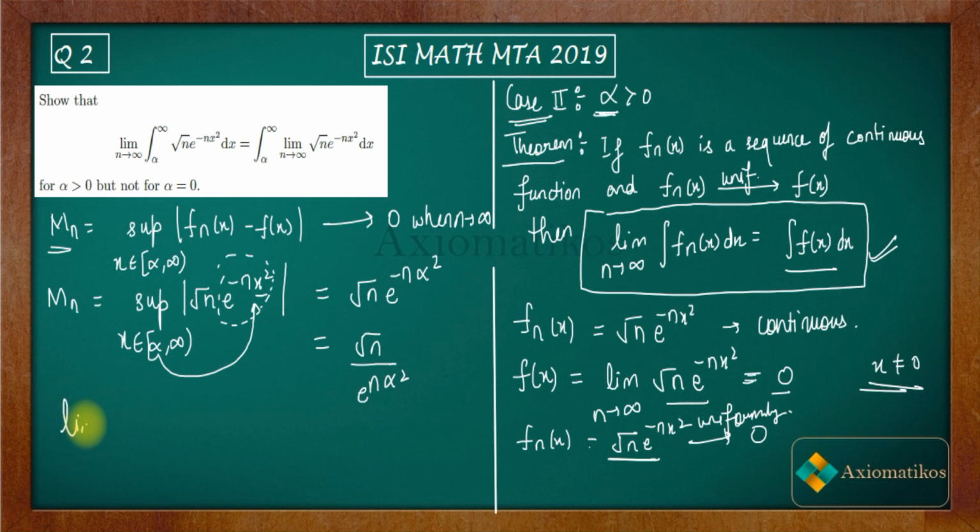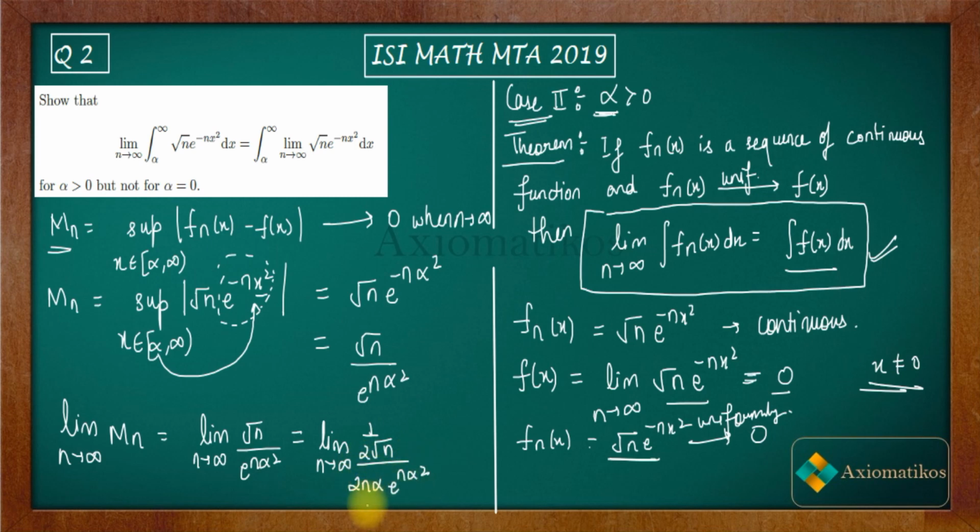So just find out this limit. The limit as n goes to infinity of Mn, and what is it? It's the limit as n goes to infinity of root n over e to the power n alpha squared. Initially you will get the infinity over infinity form, but after that you can apply L'Hospital's rule. So you will get 2 n alpha e to the power n alpha squared. Got it? So you see this thing is now 0. You just evaluate it yourself. So finally I proved that your sequence of functions f_n(x) goes to f(x) uniformly.